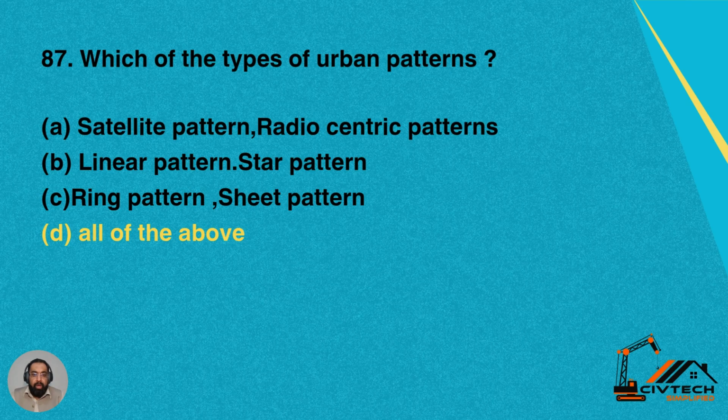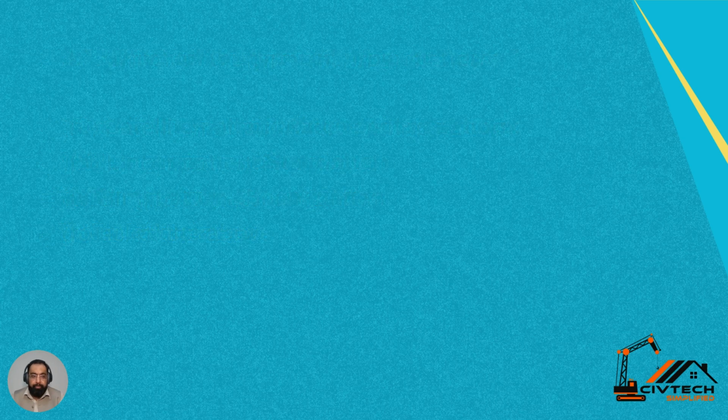Question 87. Which are the types of urban pattern? Number A, satellite pattern, radiocentric pattern. B, linear pattern, star pattern. Ring pattern, sheet pattern. All of the above. So all of these are the types of urban patterns used in town planning. So option D is correct, which is all of the above. We consider satellite pattern, radiocentric pattern, linear pattern, star pattern, ring pattern, as well as sheet pattern.